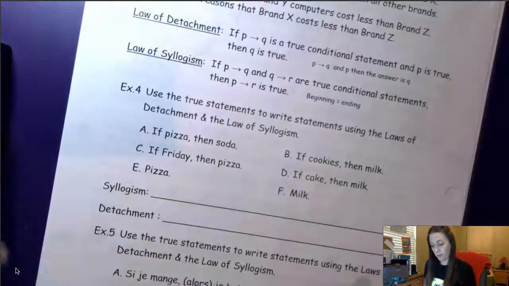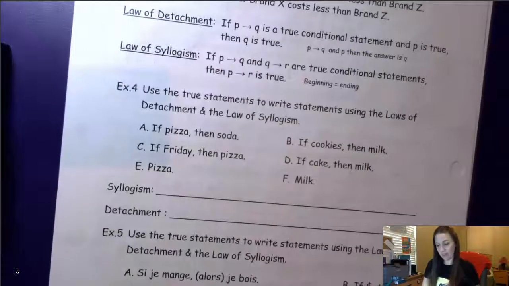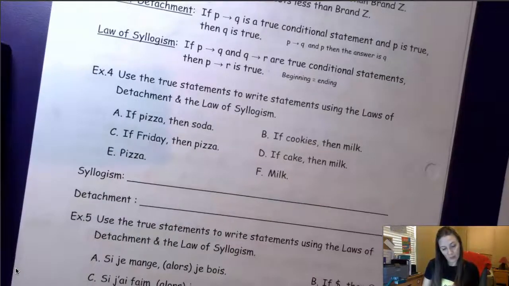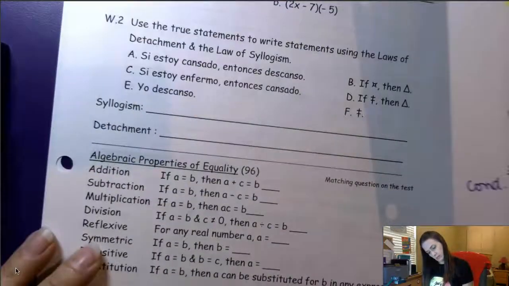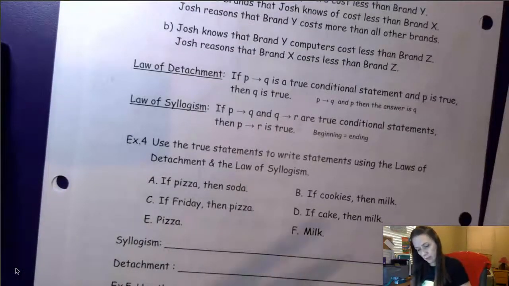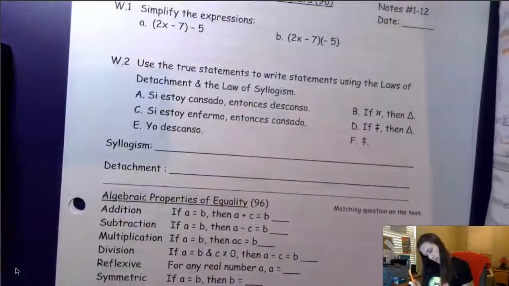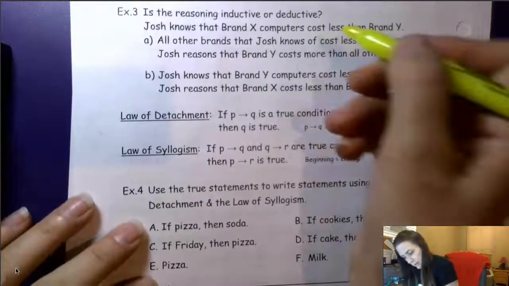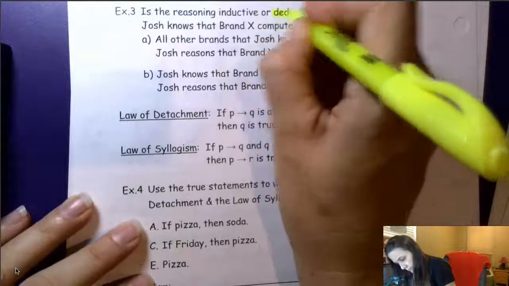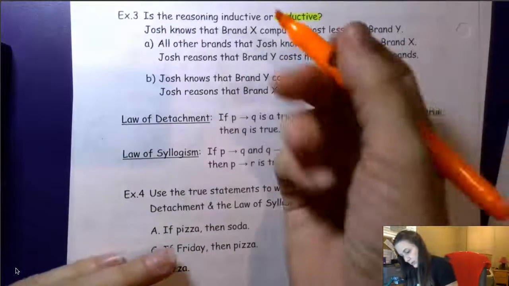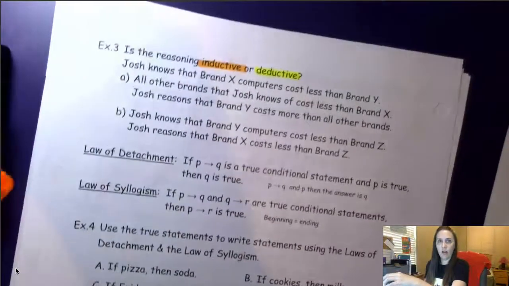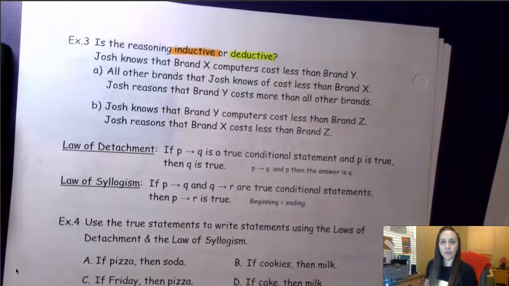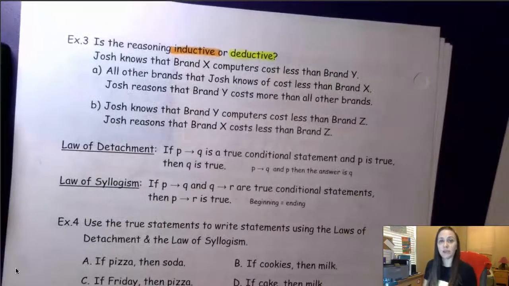There you go. Read through these. I always think these are kind of interesting. Is the reasoning inductive or deductive? So read through them and decide. Did I use orange and yellow? Okay, so deductive was yellow, inductive was orange. Okay, Josh knows that all brands of computers, that brand X of computers costs less than brand Y.